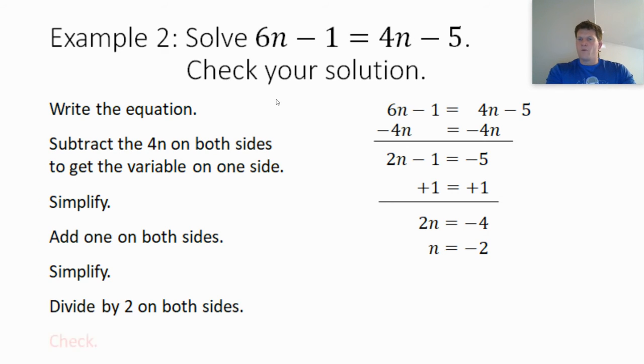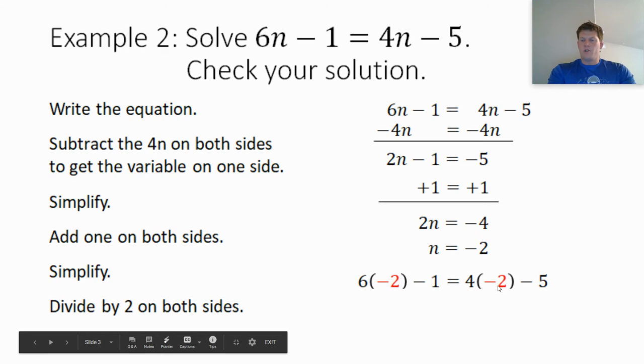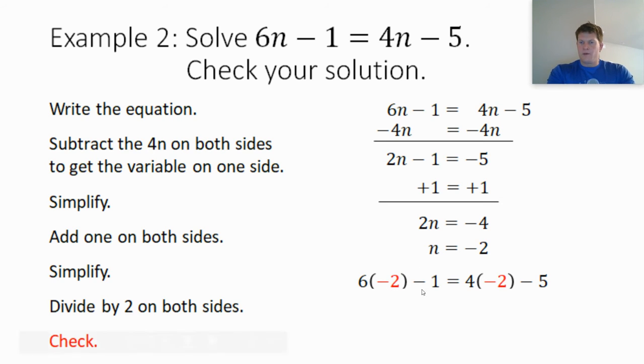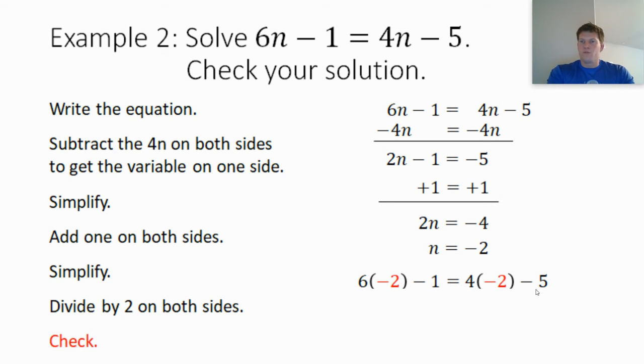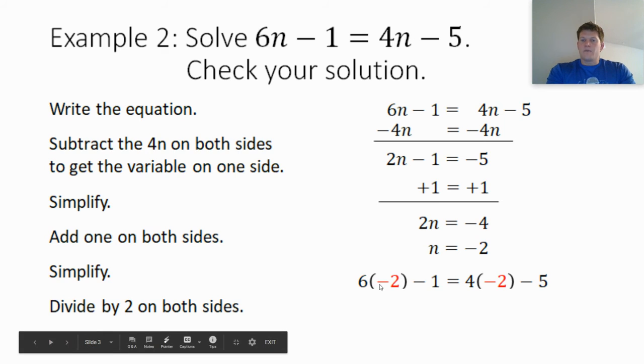Again, same way, we're going to plug it in. So whenever I see n in my original problem, I plug in my answer. It was 6n minus 1 equals 4n minus 5. So plug it in. 6 times -2 gets me -12. 4 times -2 gets me -8.